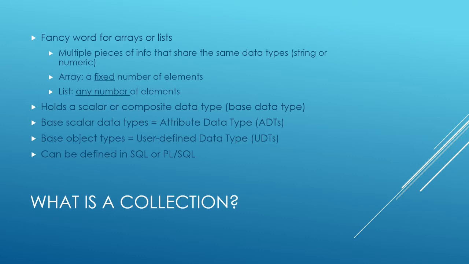In this case, on the SQL side, a collection can be an array or a list, with the primary difference being that an array has a fixed number of elements, where a list can have any number of elements. What's important, though, is what kind of data goes in there. A collection typically will hold what's known as a scalar data type or a composite data type. Whatever that data type is in the collection is what's known as the base data type. And if that base data type is scalar, then it's what's called an attribute data type, or ADT. If it's an object type, then it's a UDT.